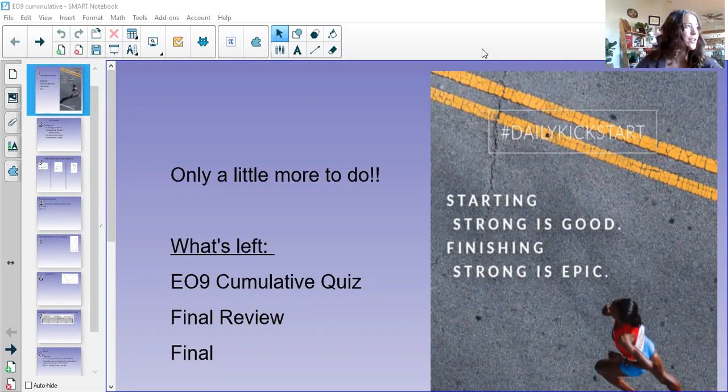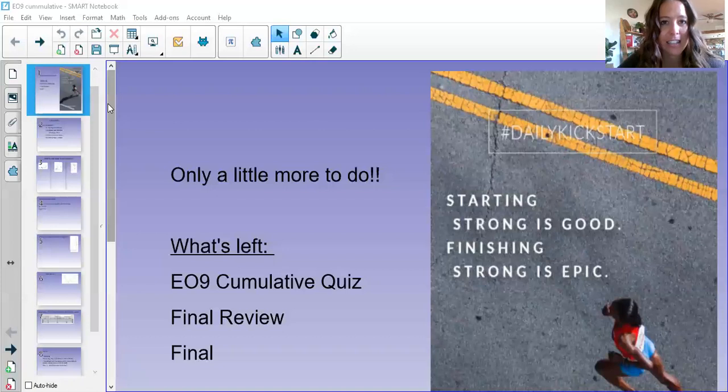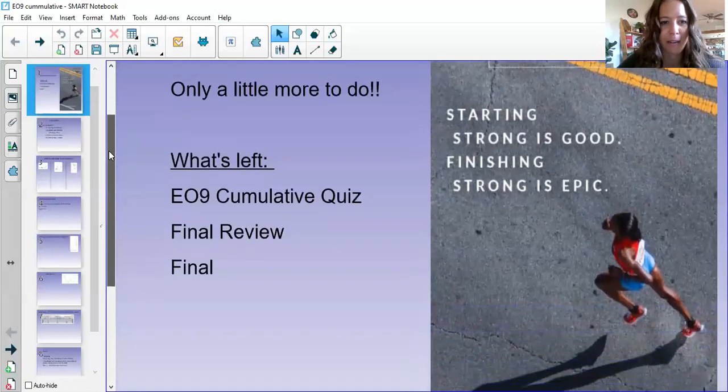So all my runners out there, you know, the most important part is to finish strong. When you see that finish line, you start your kick. So that's where we are. We got this. I want you all to finish strong. What is left for us, to give you a little motivation to hang in there with me?